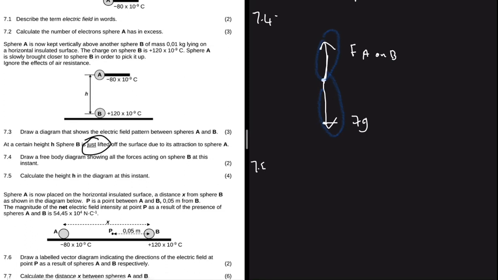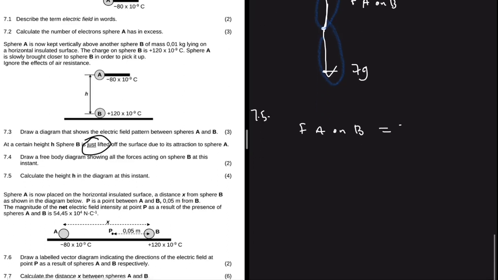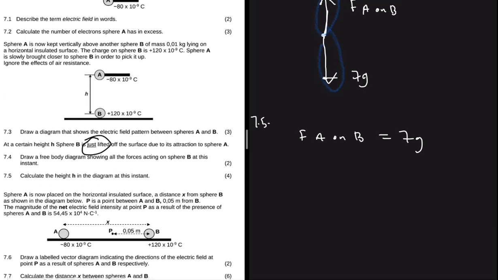And then 7.5 says calculate the height h in the diagram at this instance. So we're definitely going to use the free body diagram of sphere B, because that's the only information we have. So we're going to say that FA on B is equal to Fg. So FA on B will be k Q1 Q2 divided by r squared, and Fg will be the mass multiplied by the gravity.